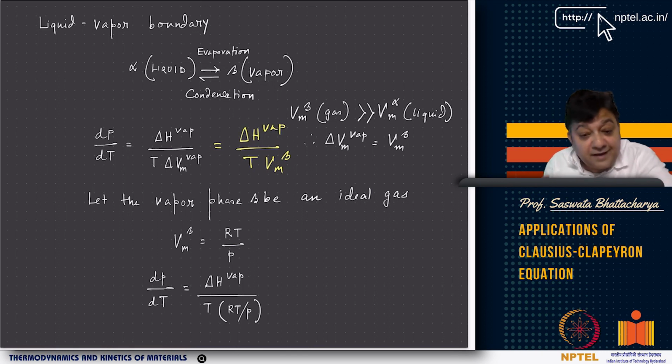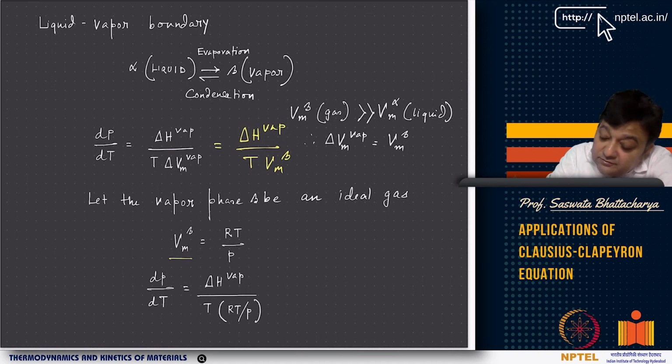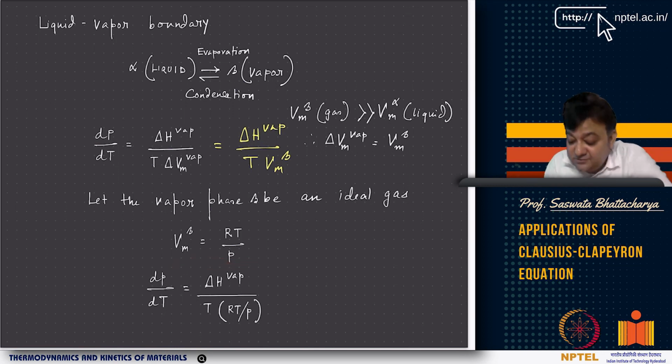Many times it is indeed a very good approximation that the beta phase, the vapor phase above the liquid, is an ideal gas or a perfect gas. Then life becomes simpler. The molar volume of beta can be expressed in terms of the universal gas constant and the temperature divided by pressure. So Vm beta is nothing but RT by P, because P Vm equals RT.